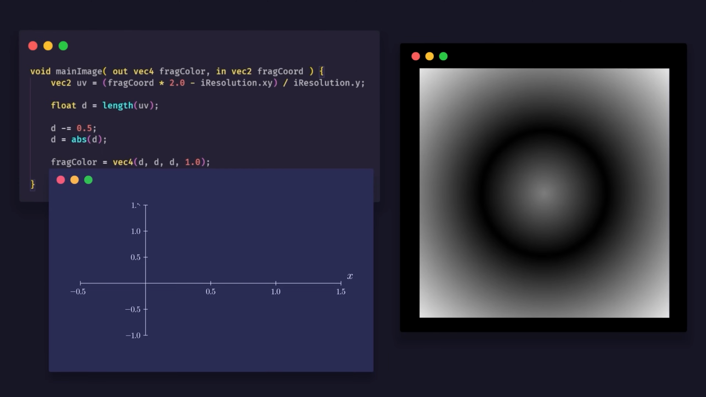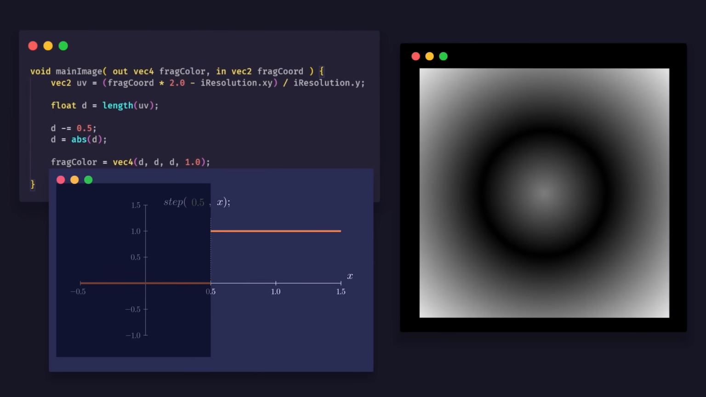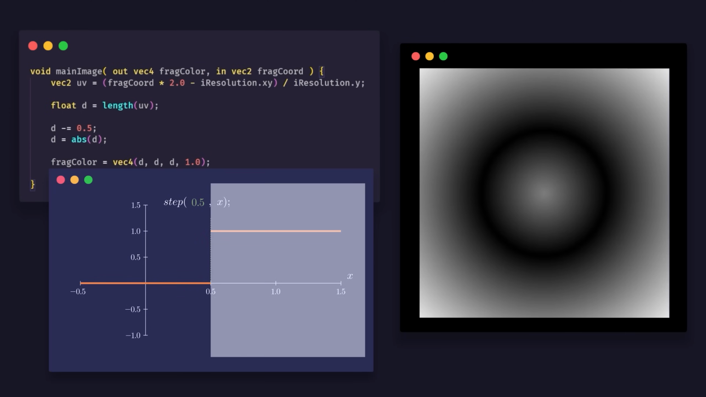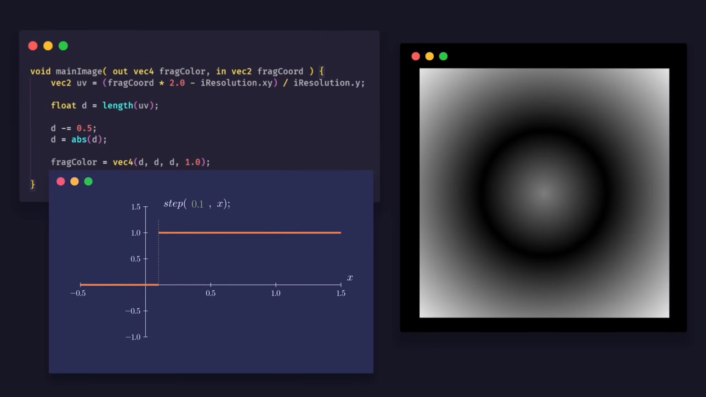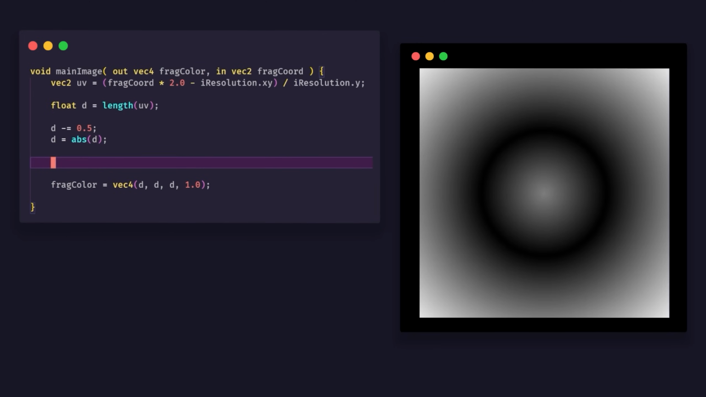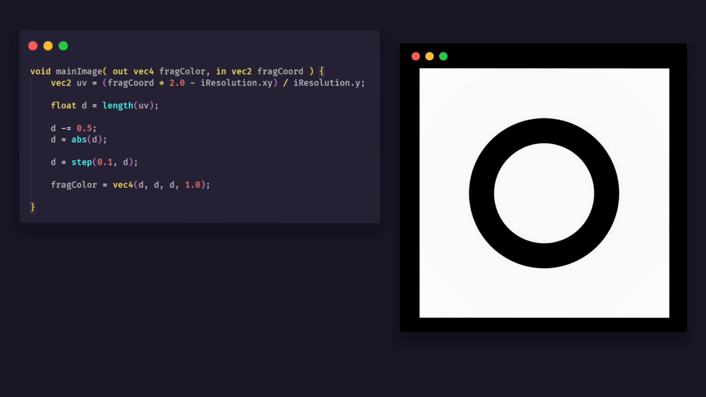To achieve a sharper transition, we can utilize the step function. It accepts two input parameters, a threshold and a value, and its output can only have two states. It will always return 0 when the value is less than the threshold, and 1 otherwise. By applying the step function to the D value with a threshold of 0.1, all pixels with a D value less than 0.1 will be assigned the color black, while all other pixels will be assigned the color white, creating a distinct ring shape.